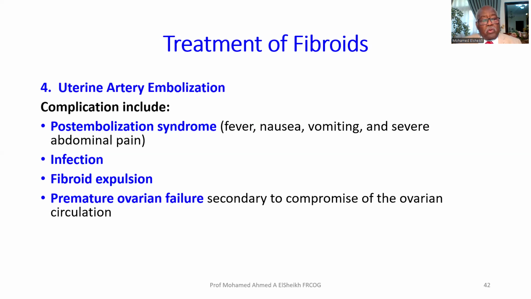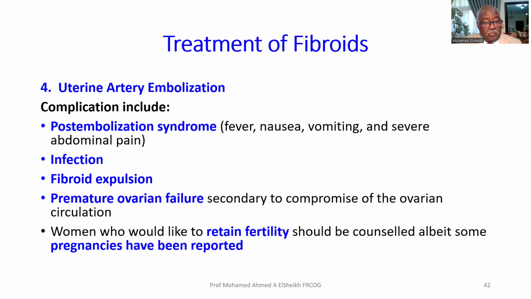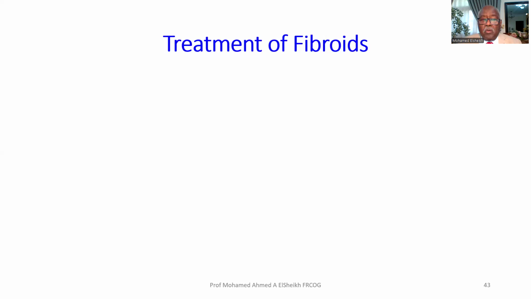Another complication of the uterine artery embolization is infection, fibroid expulsion, and premature ovarian failure secondary to compromise of the ovarian circulation. Women who would like to retain fertility should be counseled about it, albeit some pregnancies have been reported following uterine artery embolization. So these are the complications: post-embolization syndrome, infection, fibroid expulsion, premature ovarian failure, and the effect on pregnancy.